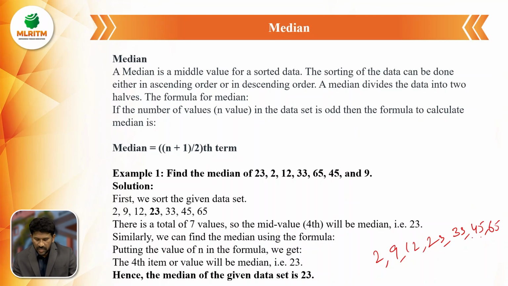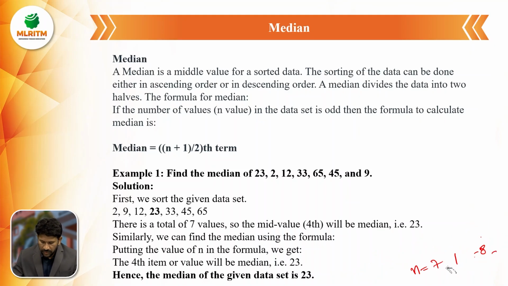Based on this data set of 7 values, we have to find the median. How to find the median? (n plus 1) by 2. Here n equals 7, so (7 plus 1) by 2, that means 8 by 2, and you get 4. In ascending order, 2, 9, 12, 23, 33, 45, 65, now you see the fourth value, so 23 is the median.